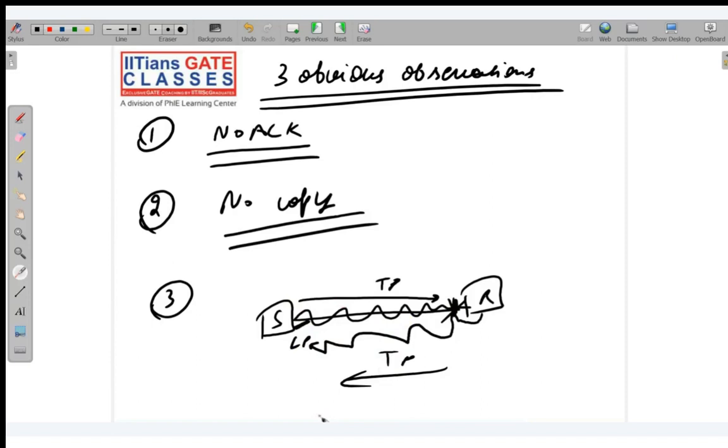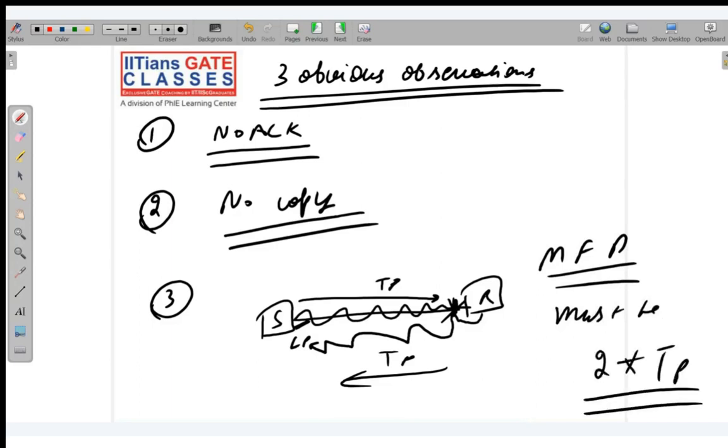That is the minimum duration, and a numerical has been asked on this part. Please let me know if anybody is facing any difficulty in this third point. Okay, please write it: minimum frame duration, MFD, must be 2 TP.